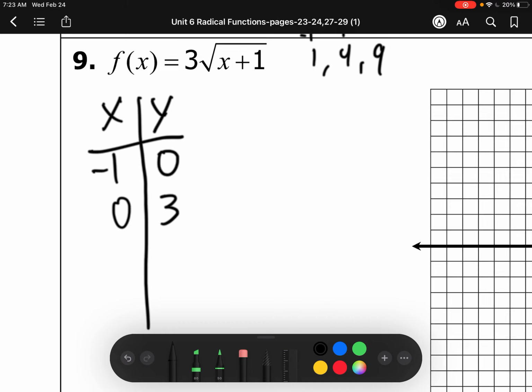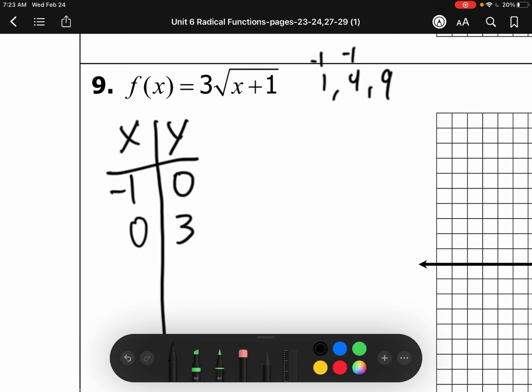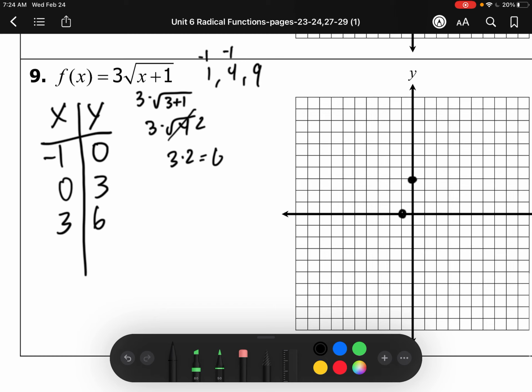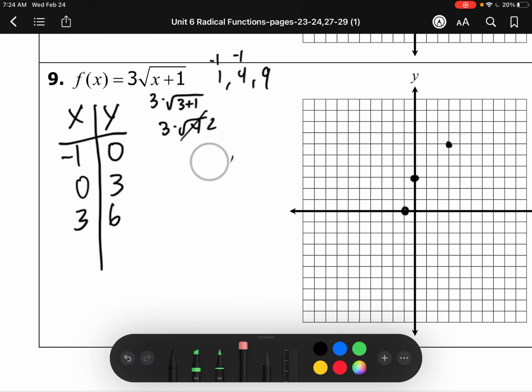Next, you would want to plug in 3, right? Because then you would have 3 times the square root of 3 plus 1, which becomes 3 times the square root of 4. Square root of 4 is 2, so this is 3 times 2, which is 6. So when your x value is 3, your output is 6. So this looks a lot different from the other graphs that we've done because now we have a vertical stretch.